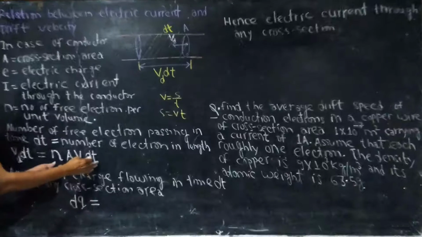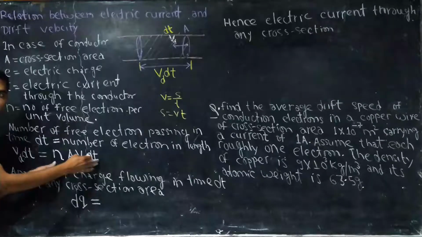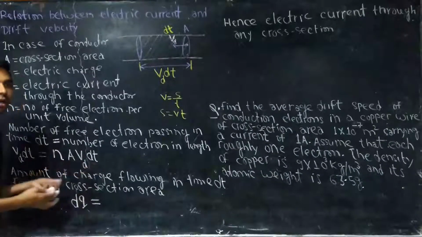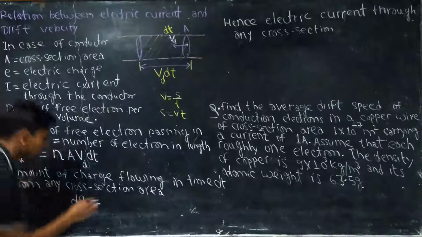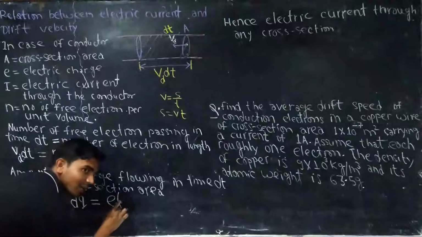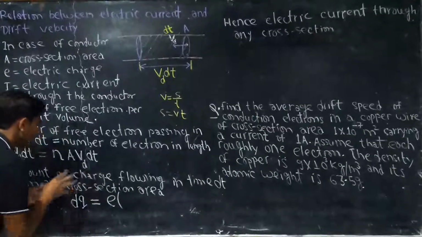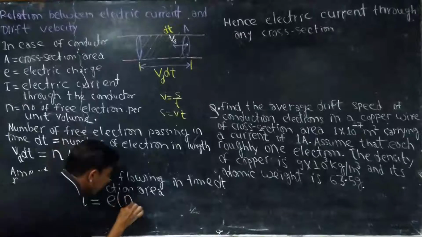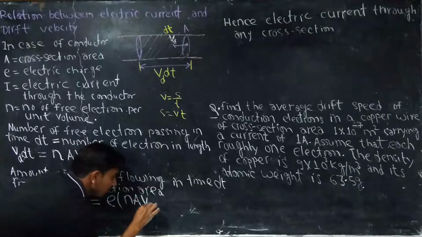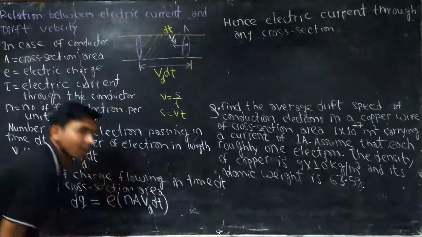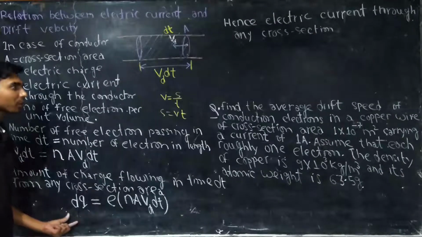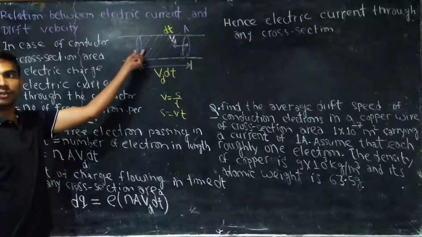This is your number of electrons calculated. This number of electrons is crossing in time dt, right? And if this number of electrons is crossing, every electron has a charge, and each electron has how much charge? E. So E times this value will give you the charge, so N A vd dt. So this much amount of charge has crossed this area.